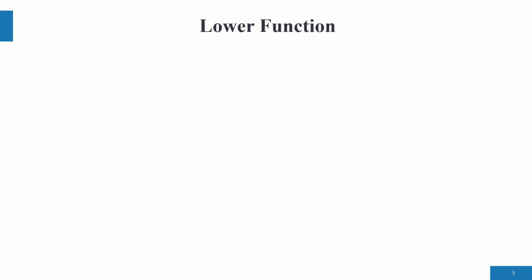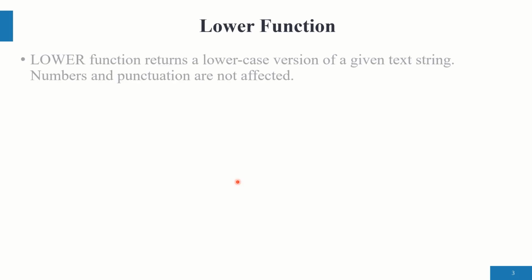So let's not waste time, we go to the first function, the LOWER function. What is the LOWER function used for? The LOWER function returns a lowercase version of a given text string. Numbers and punctuation are not affected. This function is used to convert all uppercase to lowercase, as I mentioned.